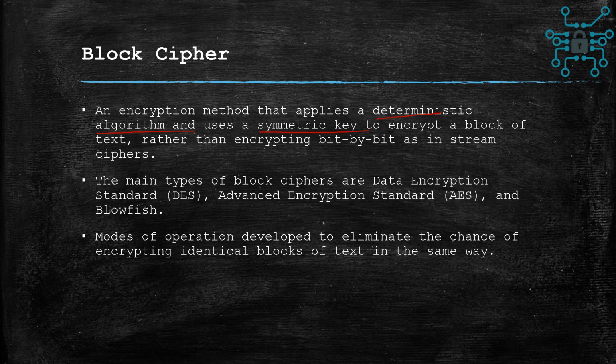Symmetric keys are cryptographic keys that are used both in the encryption of a plain text and decryption of a ciphertext. And a block of text refers to fixed length groups of bits. The main types of block ciphers are Data Encryption Standard, Advanced Encryption Standard, and Blowfish. For this particular case, Data Encryption Standard will be used during the demonstration of the encryption and decryption processes of using OFB as a mode of operation. Block cipher modes of operation were developed to eliminate the chance of encrypting identical blocks of text in the same way.